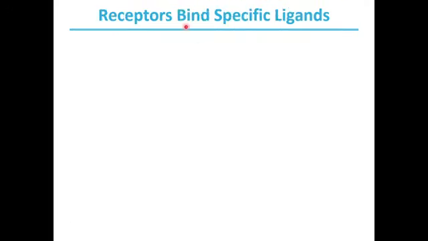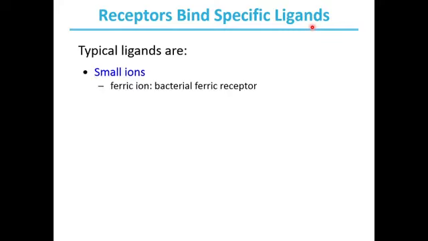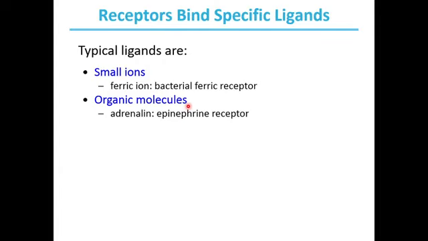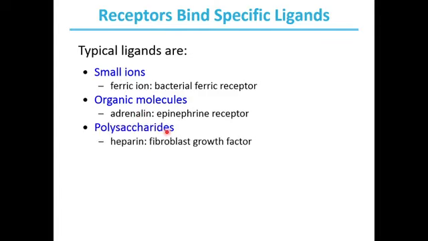As I said, receptors bind specific ligands. Typical ligands involve small ions, such as ferric ion in the case of bacterial ferric receptors, and organic molecules, such as adrenaline, which binds the epinephrine receptor or G protein coupled receptors. Adrenaline is a small, organic molecule. Polysaccharides: heparin is an example. Fibroblast growth factor is a receptor that binds heparin.